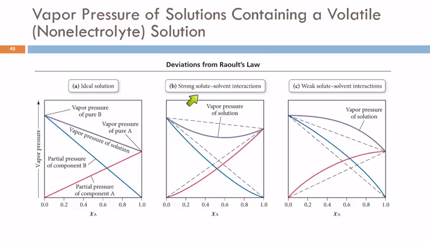If there's strong solute-solvent interactions, then these lines deviate from what we expect from Raoult's law. And so the vapor pressure of each component is lower, and so then the overall vapor pressure is lower. And this is the opposite, where they don't like each other, and they'll evaporate more quickly.